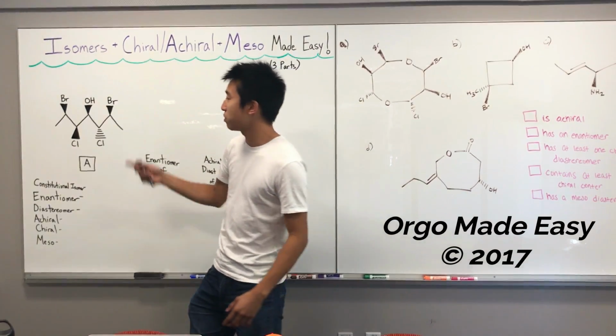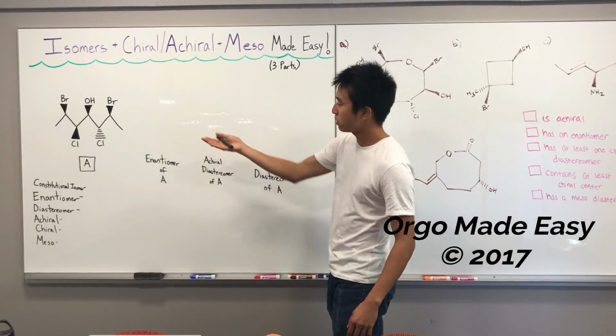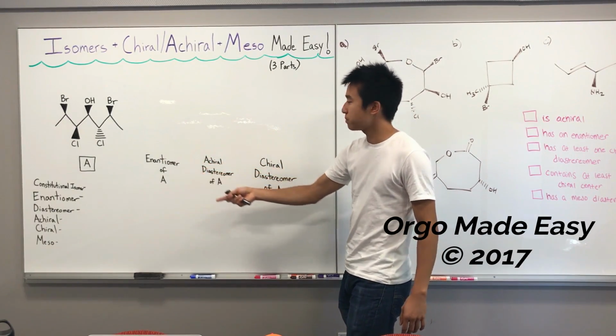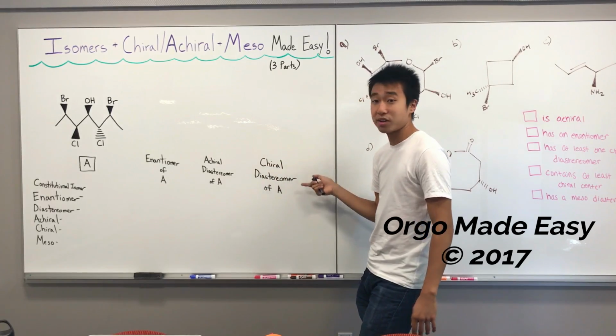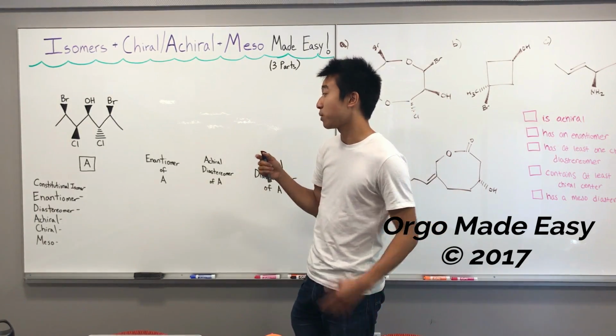In part 1, we're going to go through this problem, where you have a molecule and you're asked to draw an enantiomer, an achiral diastereomer, a chiral diastereomer, and well, that's basically it.